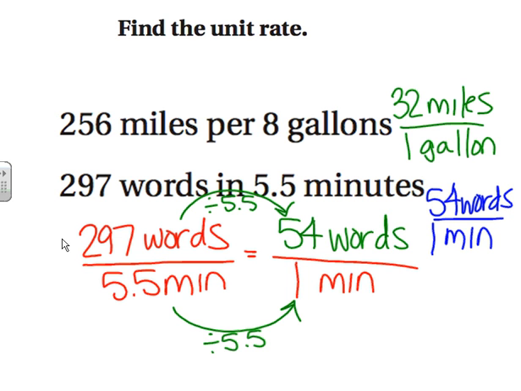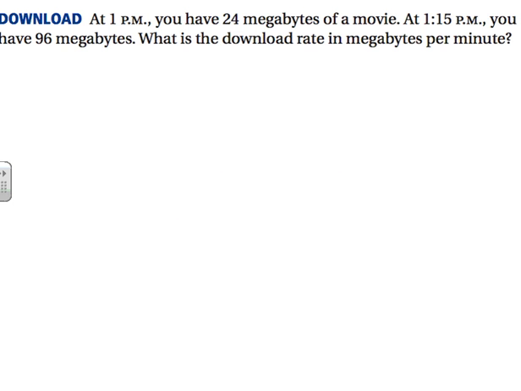Okay, again, unit rates always have a denominator of 1. That's how you can tell that they're unit rates. All right, next example. At 1 p.m. you have 24 megabytes of a movie. At 1:15 you have 96 megabytes. What is the download rate in megabytes per minute?